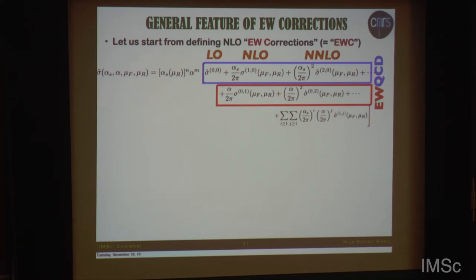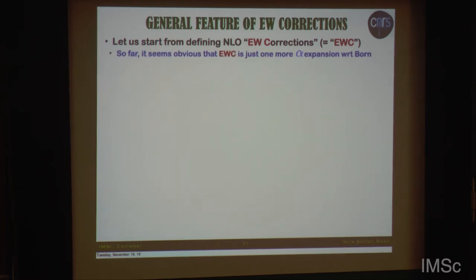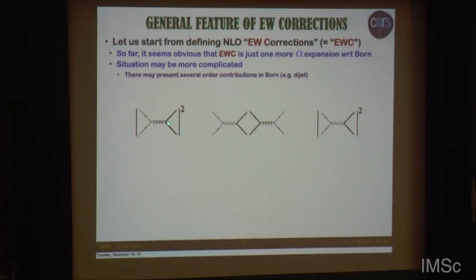However, the situation is a bit complicated. So far it seems obvious that the electroweak correction is just one order of alpha more than the Born. However, you may have different orders at the Born level. For example, dijet production at the LHC, pp collider. You will have q q-bar annihilation into dijet, amplitude squared. And q q-bar to the Born, q q-bar via Z or photon to the dijet, right? And then take the complex conjugate with interference with the Born, right? This is another, different order at amplitude squared level. And this is the Z and photon amplitude squared. So they contribute to alpha_s squared, alpha_s alpha, alpha squared.